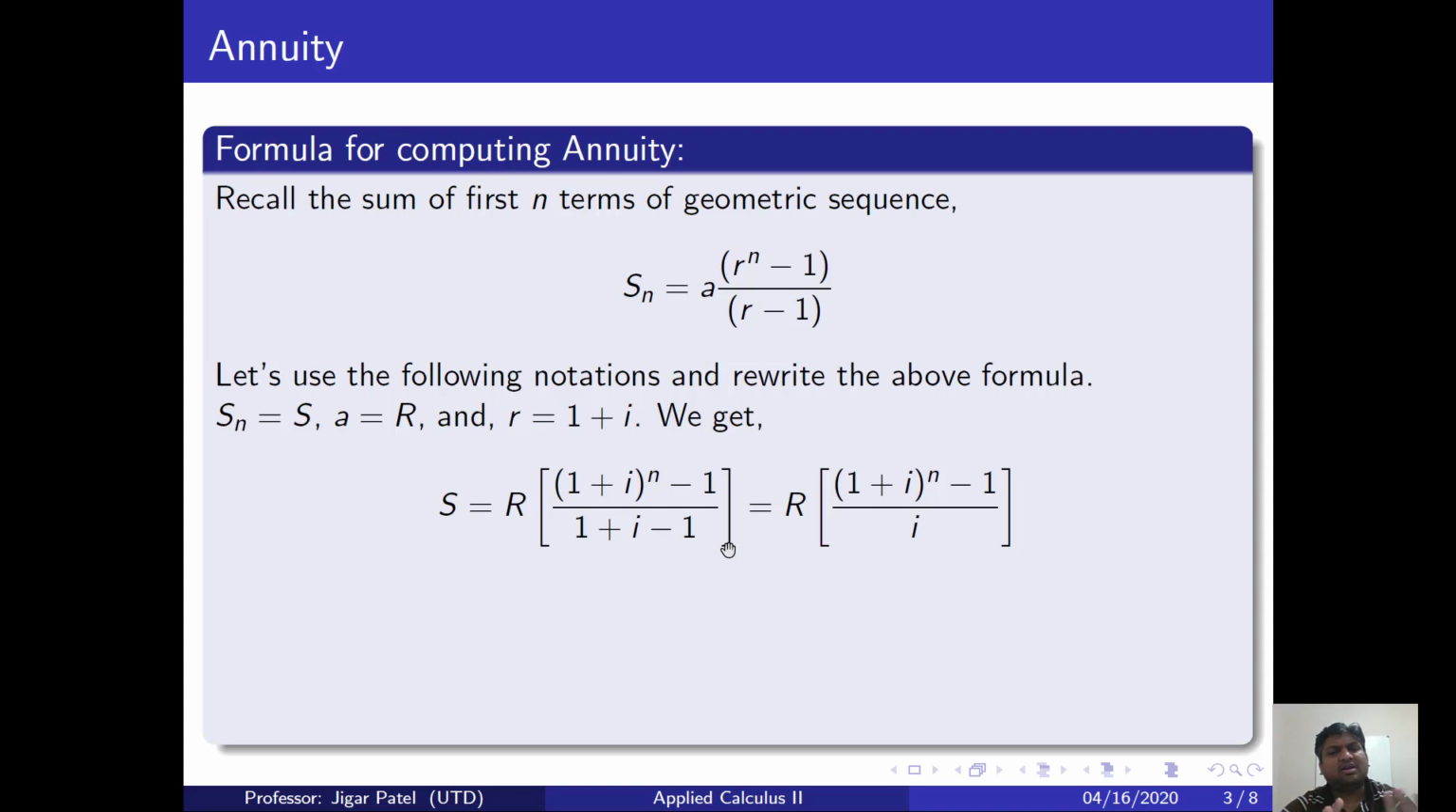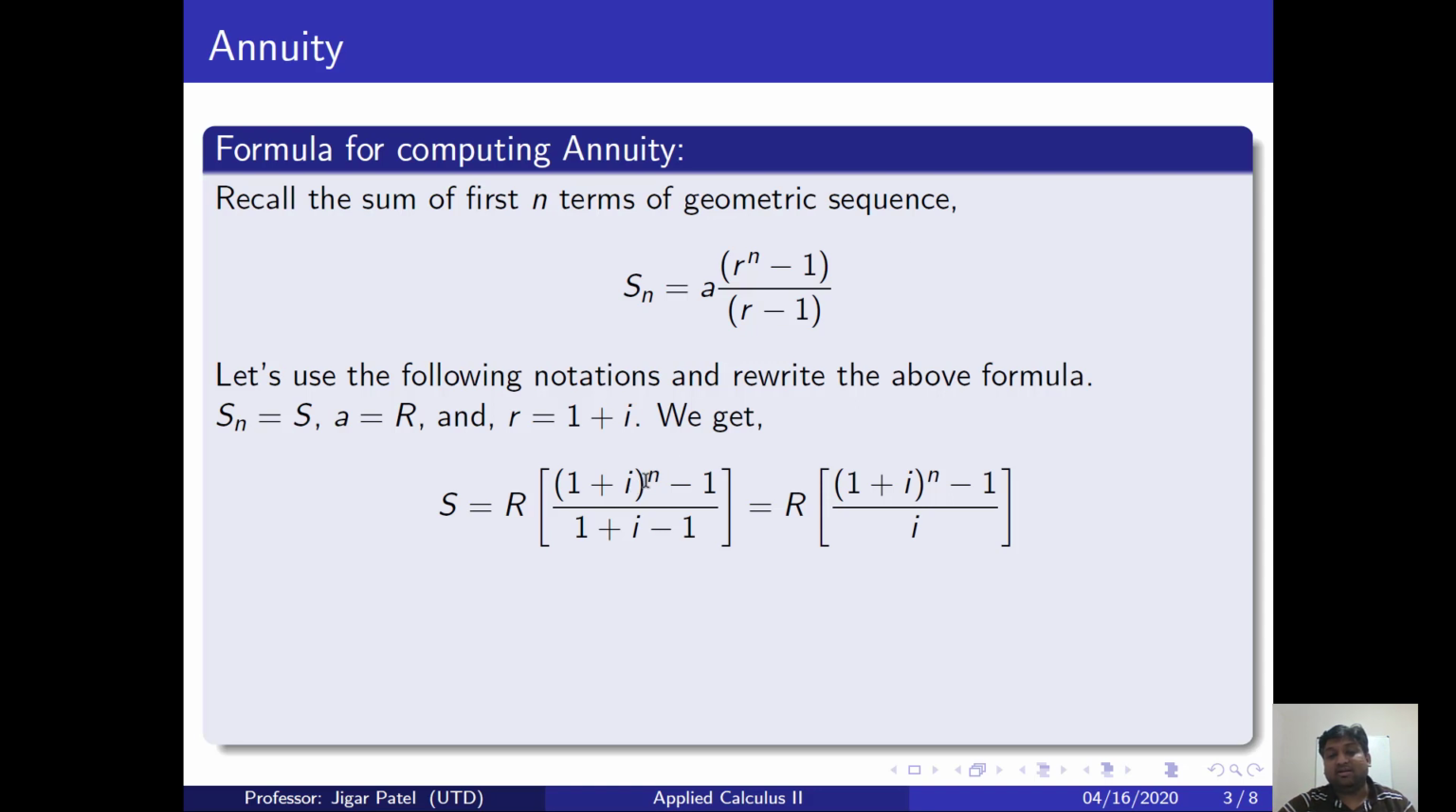Now think about it carefully. How many unknowns do I have here? The total unknowns that I have in this formula, let's count: S, R, I and N. There are only four unknowns associated with this formula. Out of these four, you will be given three values and you will be asked to calculate the fourth one. Think about how many different types of examples one can construct.